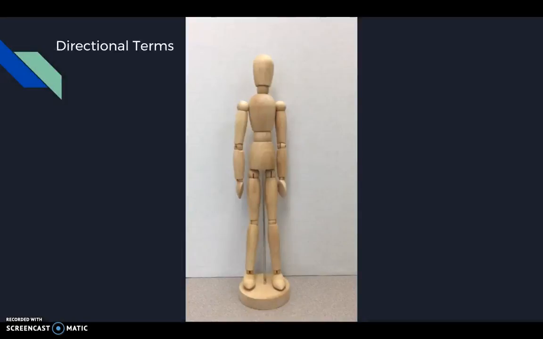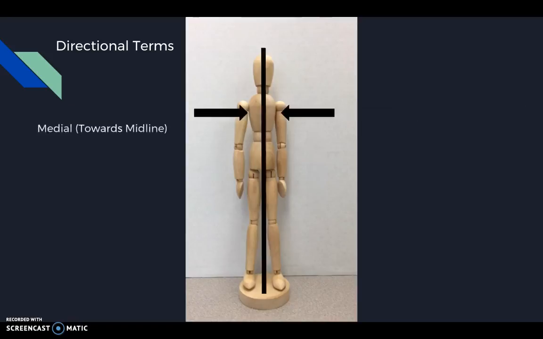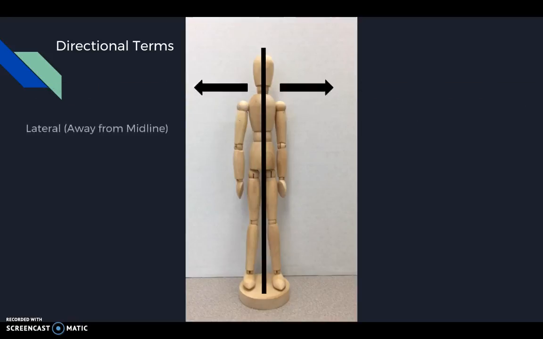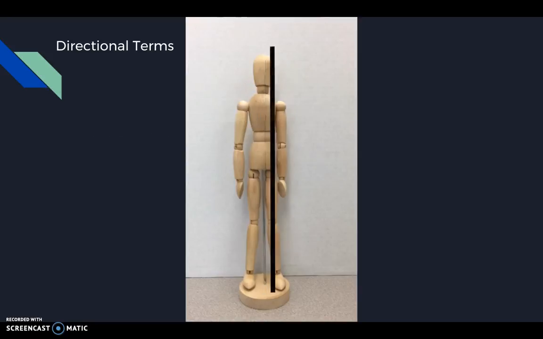Continuing, we have directional terms. Superior or cranial is above. Inferior or caudal is below. Medial towards midline. Lateral away from midline. We have intermediate, which is between medial and lateral. We also have proximal, which is towards the point of origin, and distal, away from the point of origin. Superficial is on the skin. Deep is beneath the skin.